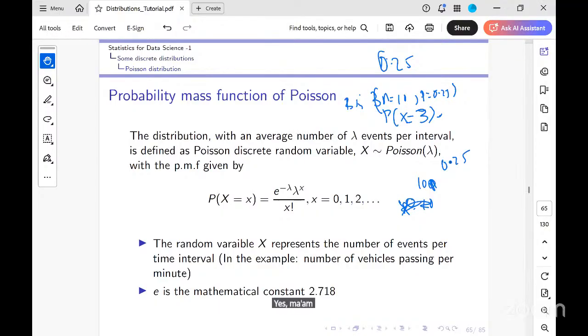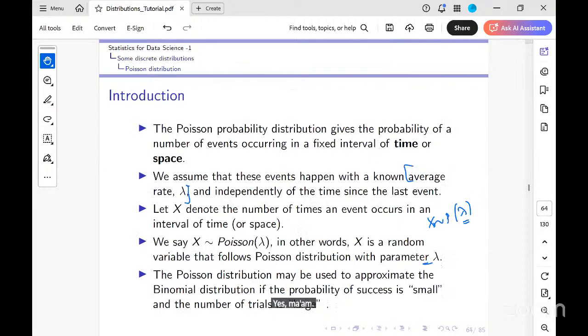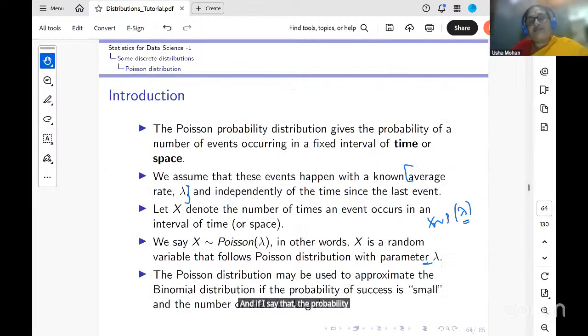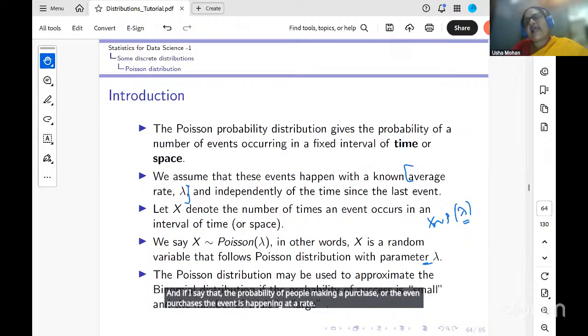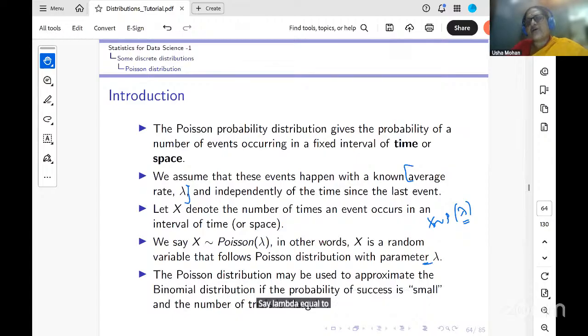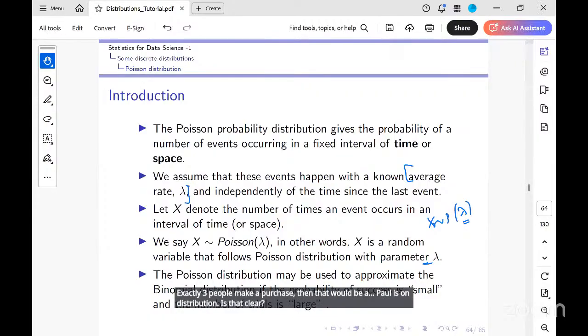On the other hand, if I say that the purchase event is happening at a rate, say lambda equal to 2 per hour, people purchase at 2 per hour, what is the chance that exactly 3 people make a purchase? Then that would be a Poisson distribution. Is that clear? Yes. Clear.